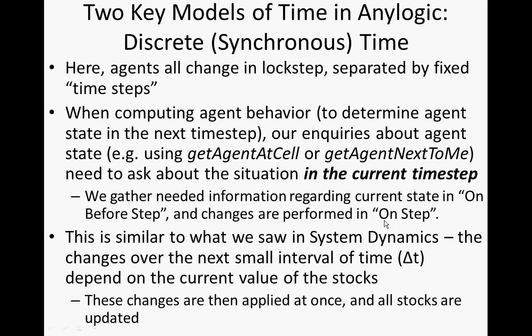I should note in system dynamics, this is kind of what happens. So you read the values of all the stocks before any are updated, and those are used to determine the value of the flows. And then all those flows determine the updates to the stocks all at once. You don't have to worry about what order they're updated in.